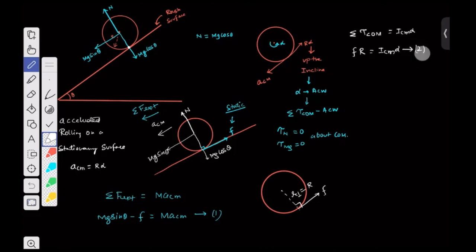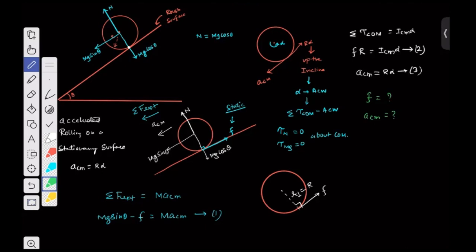And then finally, we'll be using this equation ACM equals R alpha, the rolling constraint, in this case, equation number 3. Using these 3 equations, we can solve for the friction force and the ACM. Everyone do that now. I have given you 3 equations, 3 unknowns. Please solve for friction force and ACM.